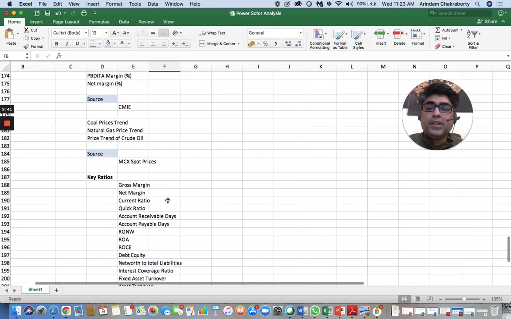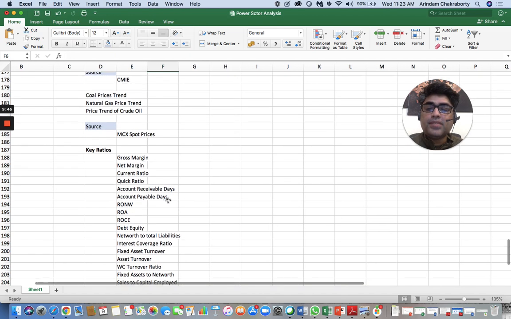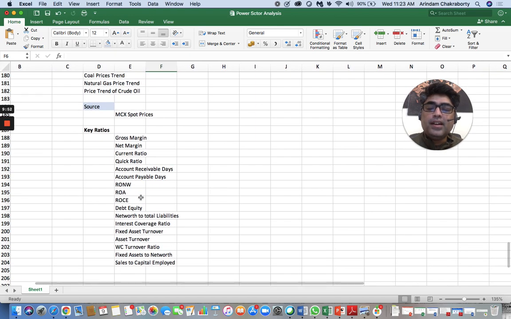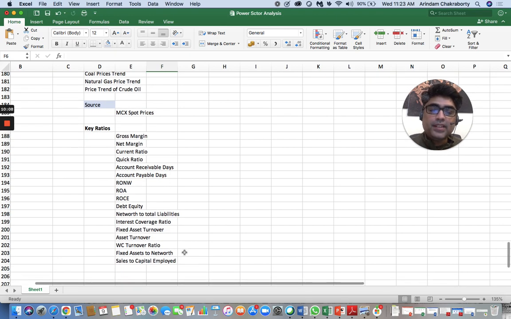Then we have to understand the key ratios in the context of this industry in terms of, say, gross margin ratio, net margin, current ratio, quick ratio, accounts receivable days, accounts payable days, return on net worth, return on assets, return on capital employed, debt equity, net worth to total liabilities, interest coverage ratio, fixed assets turnover ratio, asset turnover ratio, working capital turnover ratio, fixed assets to net worth, and sales to capital employed, right? So this is for the industry as a whole.